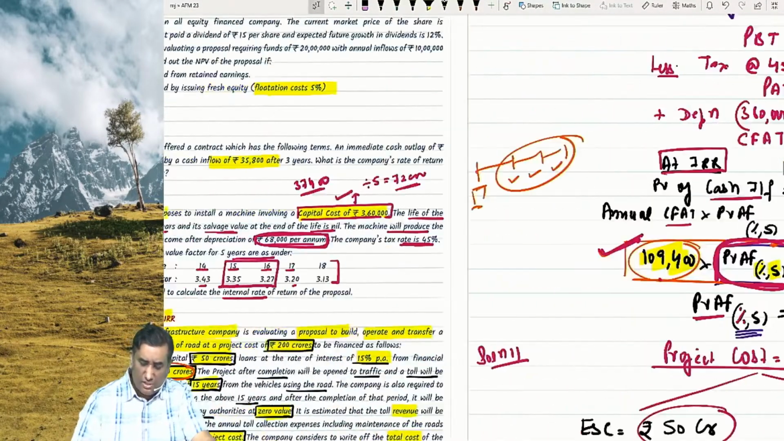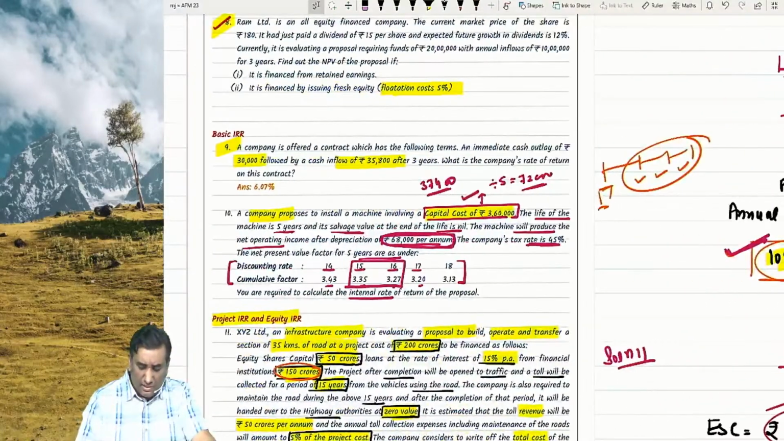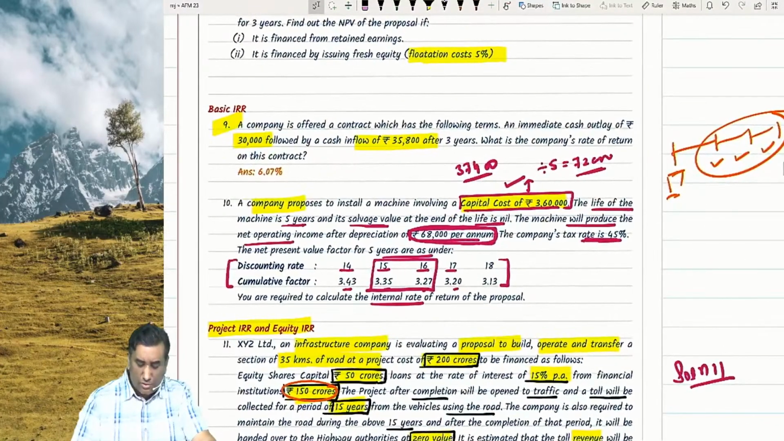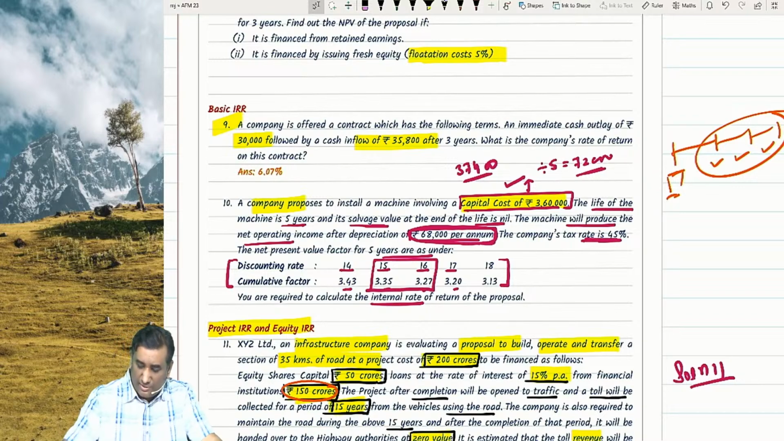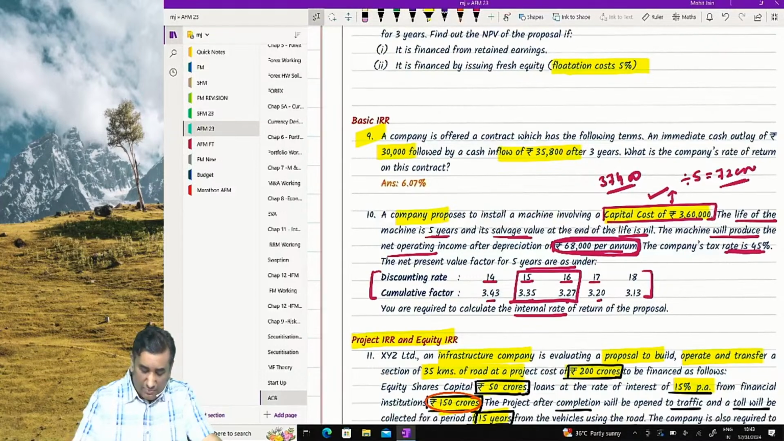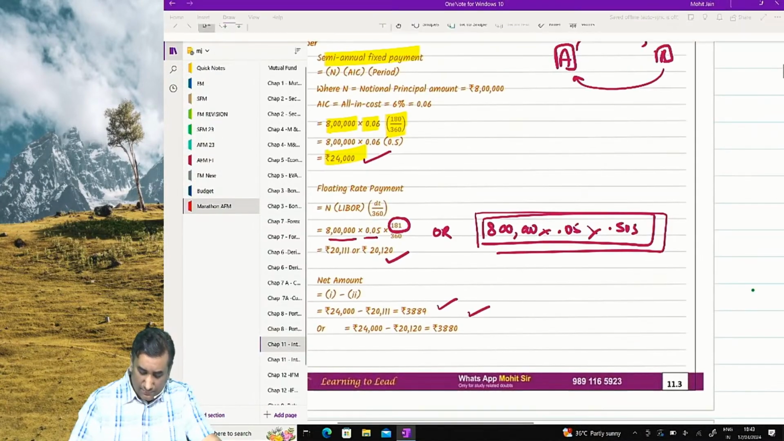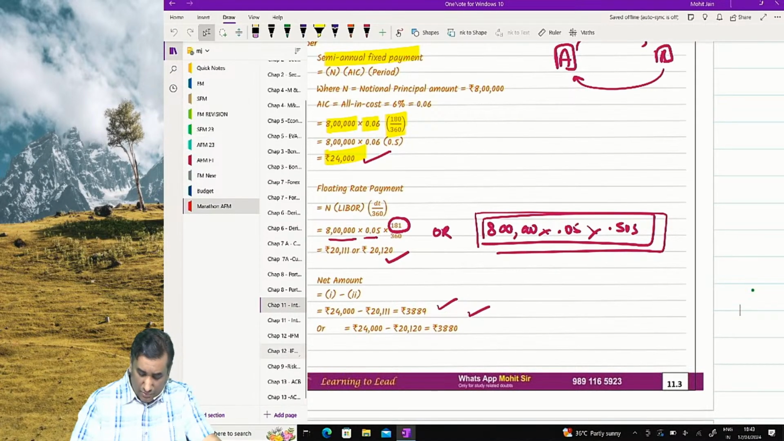This was your basic question which we generally cover at the inter level. Now coming to the question I have given, a project IRR and equity IRR, which I am expecting should come in your exam, which will test your intellectual level along with the objective of IRR. 11th question, read once please quickly and mark it as important.